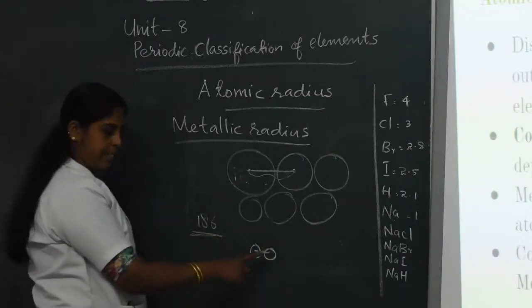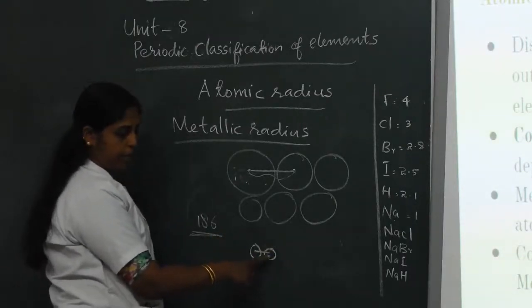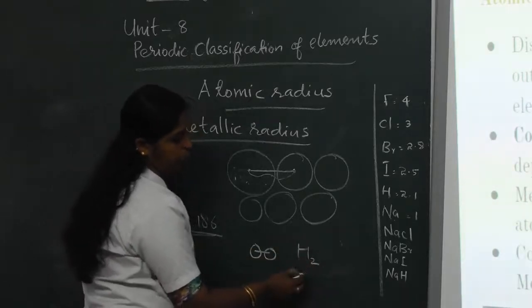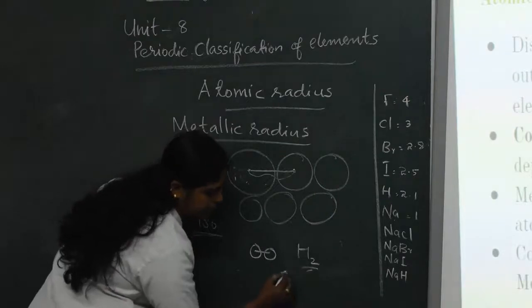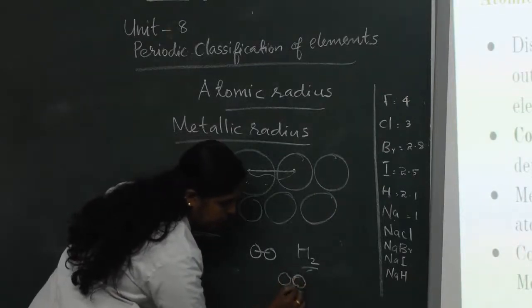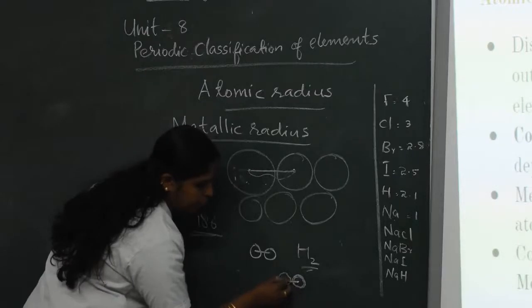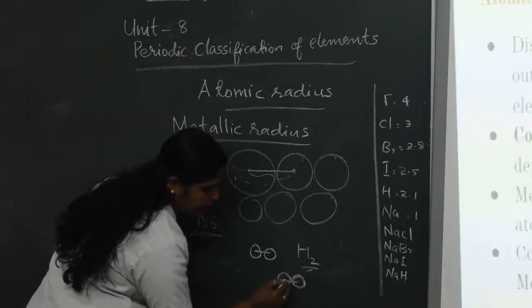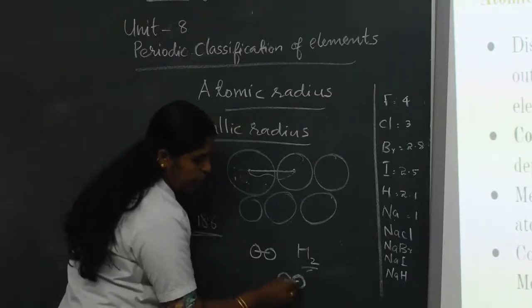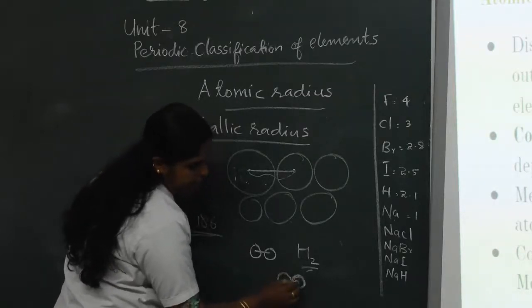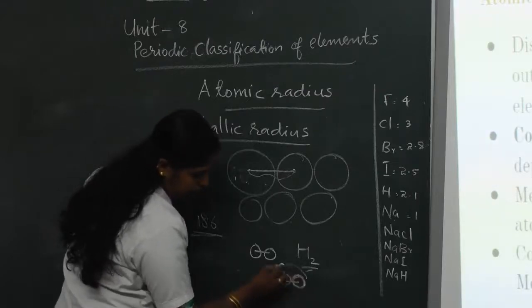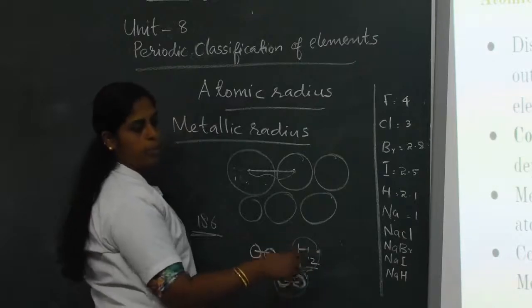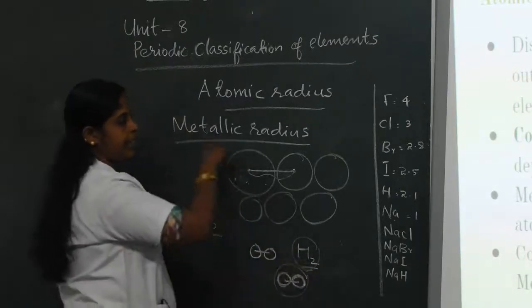Covalent radius means half the distance between two adjacent non-metal atoms of an element in a molecule. In the case of a hydrogen molecule, two hydrogen atoms are there. There is a force of attraction between them, so they form a molecule. Half the distance between two adjacent atoms of the same molecule, here the hydrogen molecule, is known as covalent radius. Here we study the atomic radius.